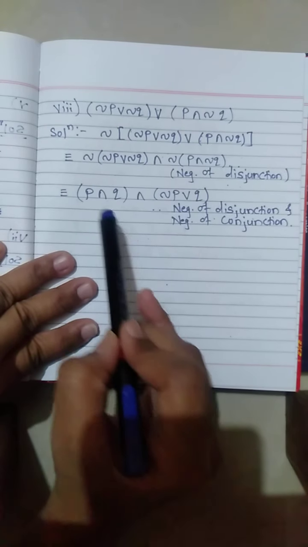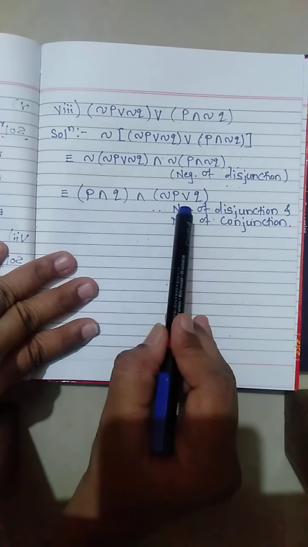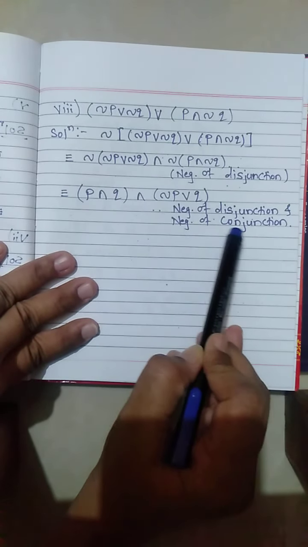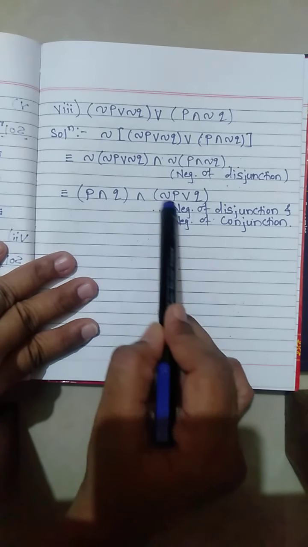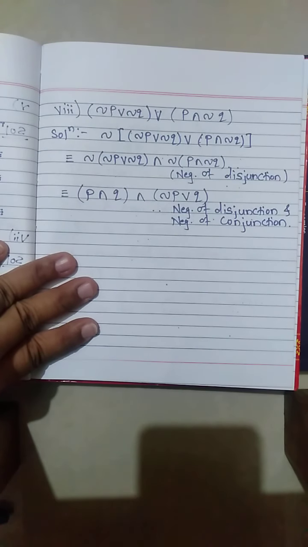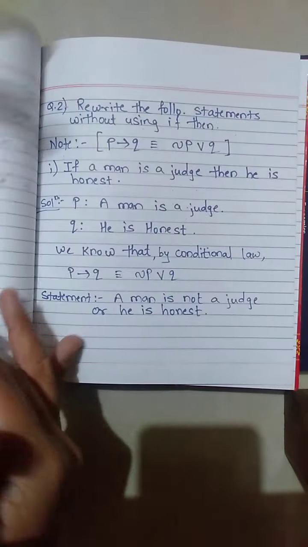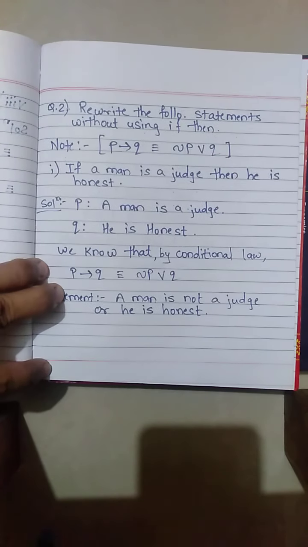So which rule did we apply here? See, for or, the negation of disjunction, and for and, negation of conjunction. So we applied here negation of disjunction and negation of conjunction. Okay, so these two rules we applied here. So this is nothing but problems based on negation of a compound statement.